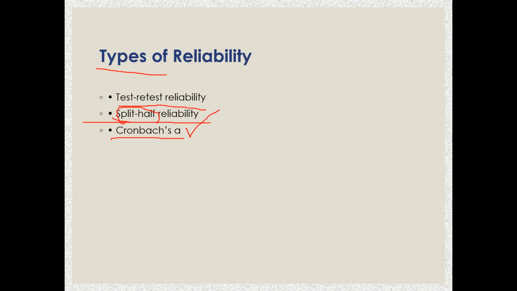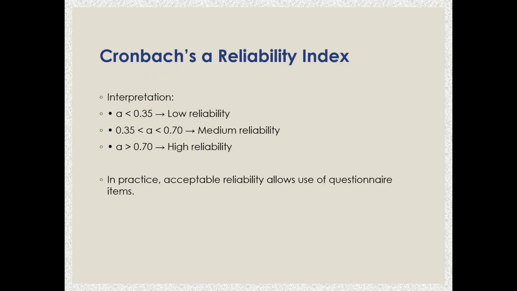In SPSS I will show you how to do the Cronbach's alpha. Okay, Cronbach's alpha. And remember your boyfriend and girlfriend's index. If alpha is less than 0.35, call it lower reliability. Okay, lower reliability. Okay. If it is between 0.35 and 0.7, call it medium reliability. Okay.